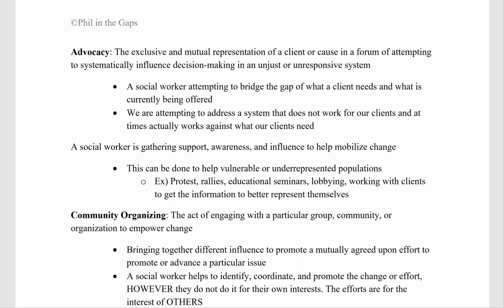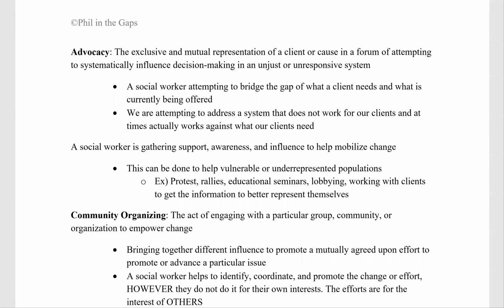Stated in a different way, it's where a social worker is attempting to bridge the gap of what a client needs and what is currently being offered. So this could be evident in multiple different ways. And it's just us trying to supplement what is currently existing to make it better fit what our clients could actually need. We're attempting to address a system that does not work for our clients and at times actually works against what our clients need.